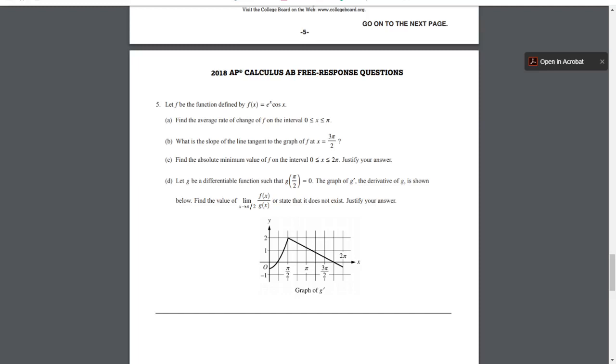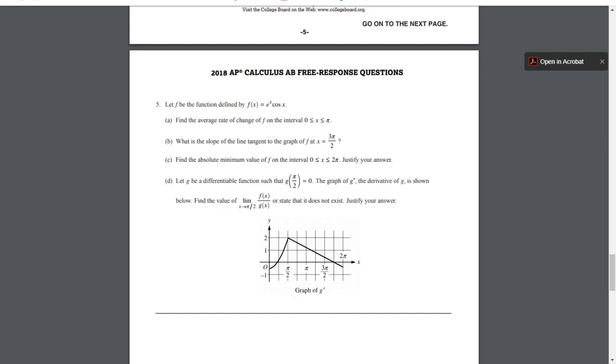All right, so 2018, number 5. Let f be the function f of x equals e to the x cosine of x. Find the average rate of change of f on the interval 0 to pi. That's average rate of change. So that's actually really easy.